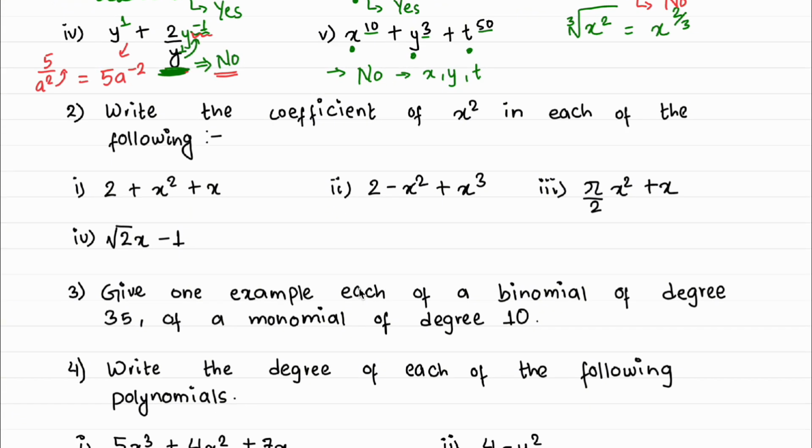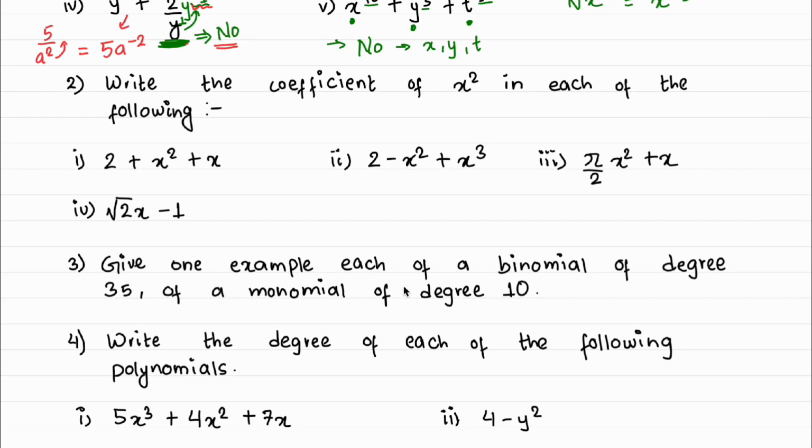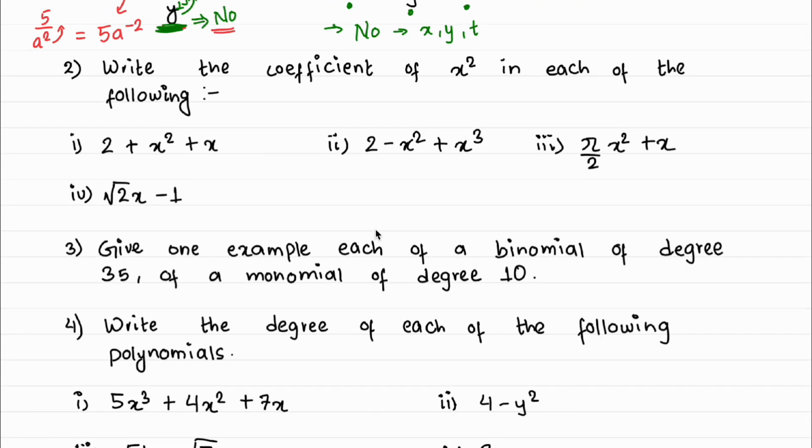Now let's look at our second question, and this is pretty easy, okay? This is easier than the first question. In our second question, we need to find the coefficient of x square, okay? So how do we find the coefficient of x square? It's pretty easy. The coefficient of x square is the number just in front of the x square.